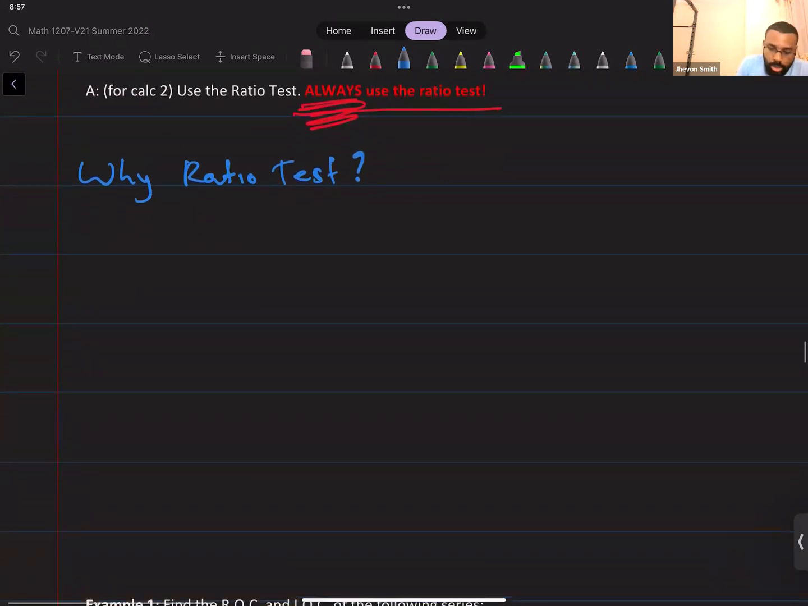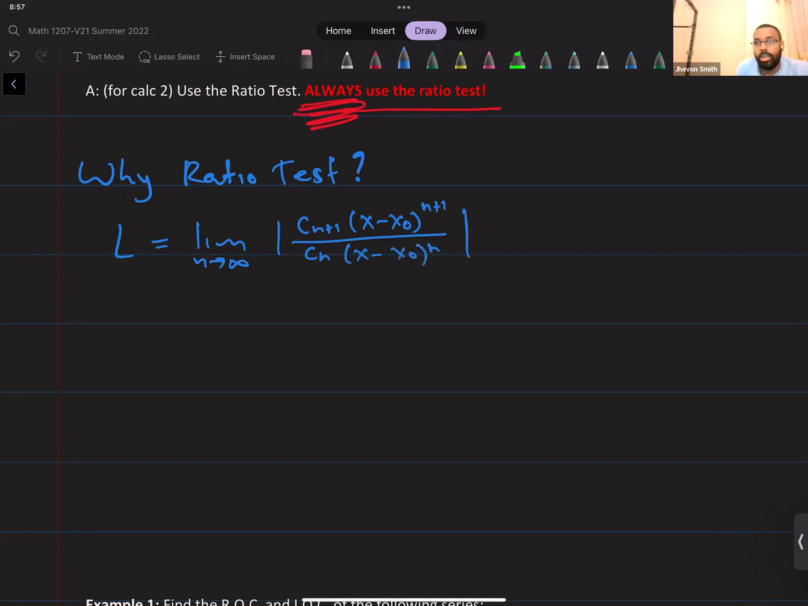So you might say, why ratio test? Right. So the question is, in the ratio test, you would want L equal to the limit as n approaches infinity of the absolute value of c_{n+1}(x - x_0)^{n+1} over c_n(x - x_0)^n. And you want this less than 1 for convergence.